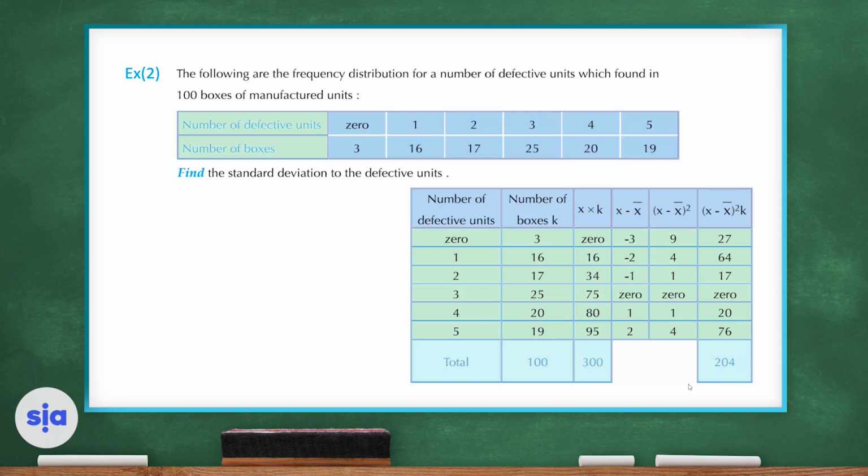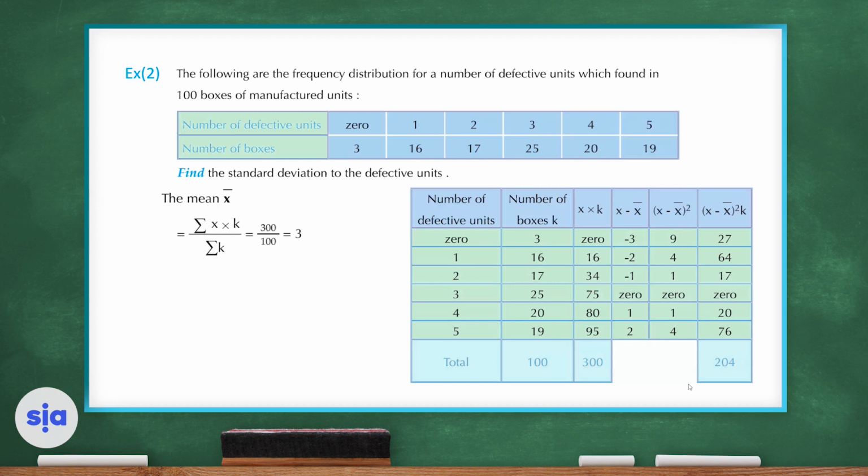So first, we need to get the mean. How to get the mean? To find the mean, it's the summation of x times k over the summation of k. So we get the sum of the third column, which is 300, over the sum of the second column, which is 100. So the mean is 3.